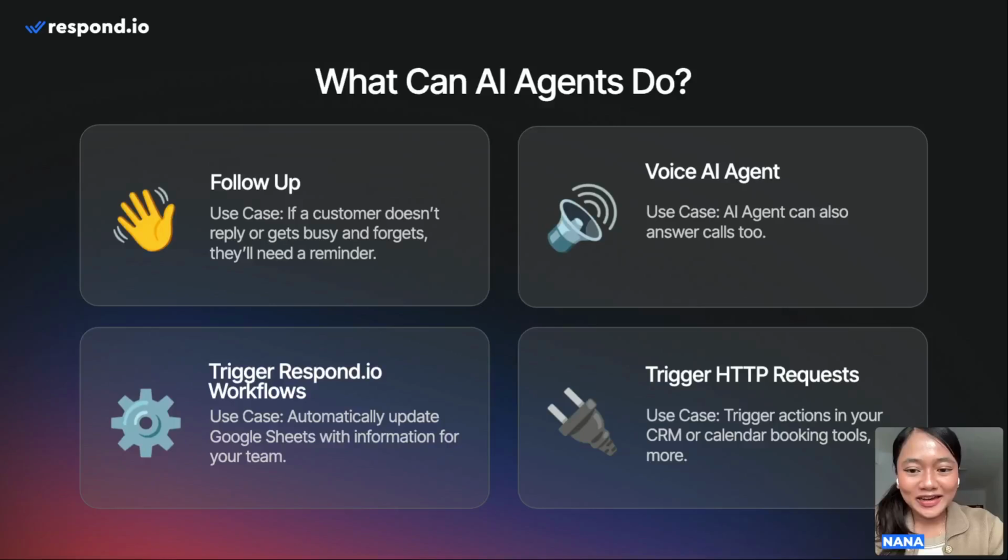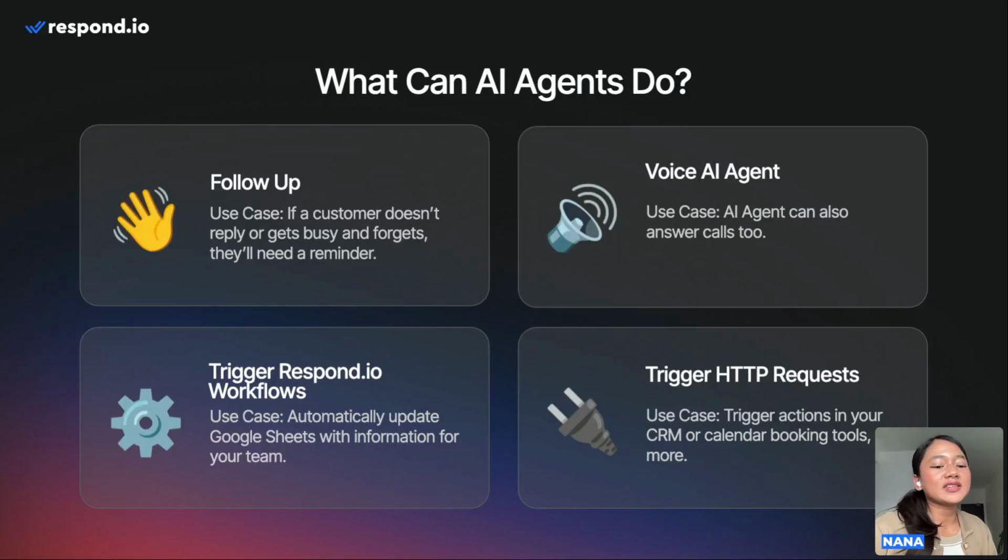And the most exciting part, especially for me, is that it can also trigger Respond.io workflows, which means, for example, once a lead becomes qualified, a workflow can update a Google Sheet, notify the sales team, or even trigger the next follow-up step. And if you use other tools like your CRM, your booking system, your calendar tool, the AI agent will be able to trigger HTTP requests to send all the information to your tools.